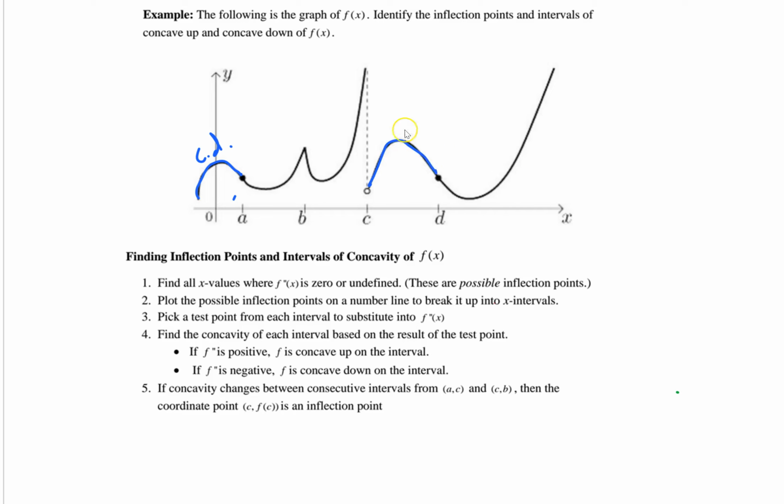And then curving up. So those are my concave downs. Where it opens up is concave up. So see right here, it's opening up, concave up. Then it stops, it opens up again. So I have concave up from A to B, and concave up from B to C. Then right here, from D to infinity, also concave up.